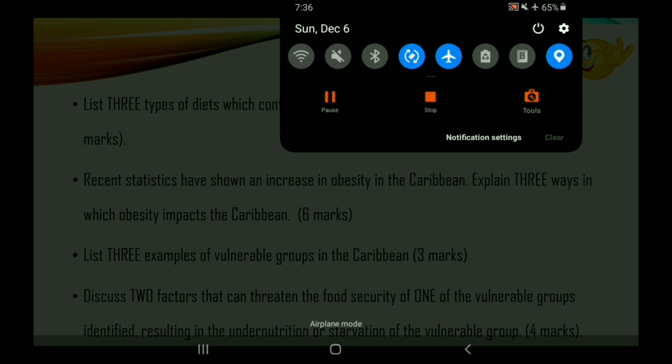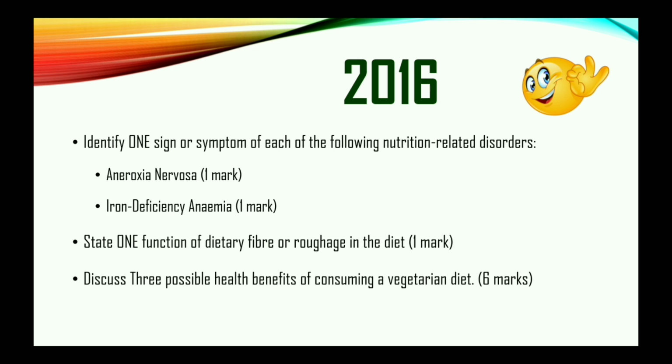4 marks. 2016. Identify 1 sign or symptom of each of the following nutrition-related disorders. Anorexia nervosa, 1 mark. Iron deficiency anemia, 1 mark. State 1 function of dietary fiber or roughage in the diet, 1 mark. Discuss 3 possible health benefits of consuming a vegetarian diet, 6 marks.